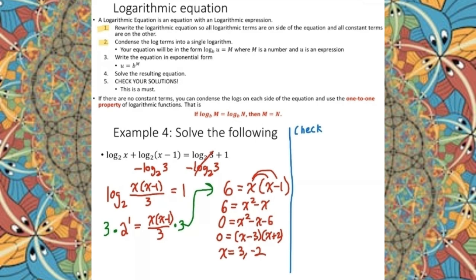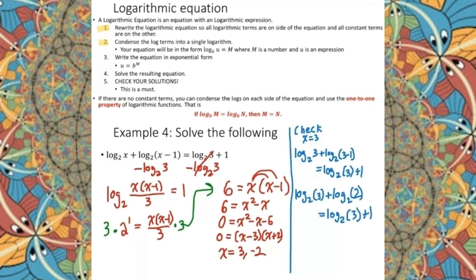First, we're going to check x equals 3, which means when we plug in 3, we have log base 2 of 3 plus log base 2 of (3 minus 1) equals log base 2 of 3 plus 1. Simplify what's inside of our logs, and so far, I have log base 2 of 3 plus log base 2 of 2 equals log base 2 of 3 plus 1. So currently, I'm not trying to evaluate a log at a negative value, but to continue checking to make sure I'm right, we know log base 2 of 2 equals 1. And we see that both sides simplify to log base 2 of 3 plus 1, meaning x equals 3 is a solution.